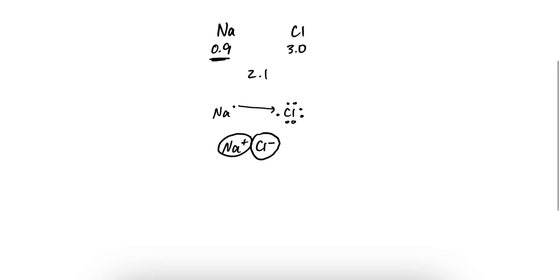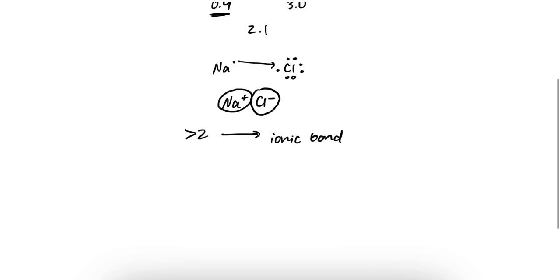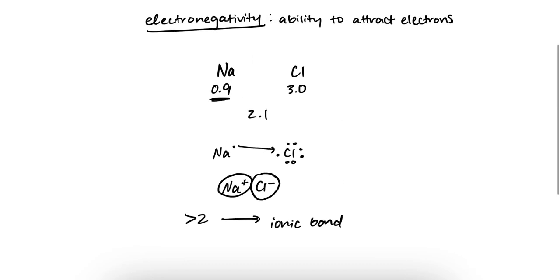And this is called an ionic bond. And it results when the electronegativity difference is greater than 2. It's called an ionic bond because, as you can see, once that electron is taken from sodium to chlorine, they both become ions and they're bonded to one another through their electrostatic attraction and them having opposite electric charges.